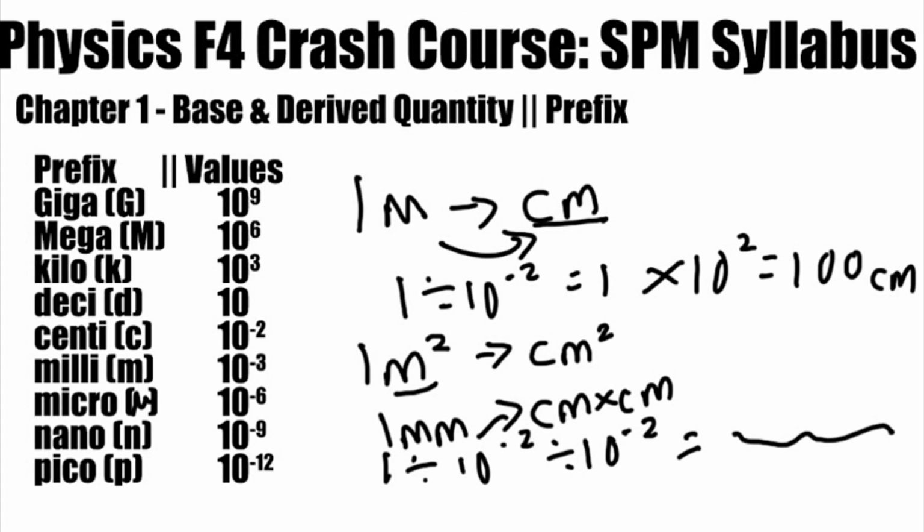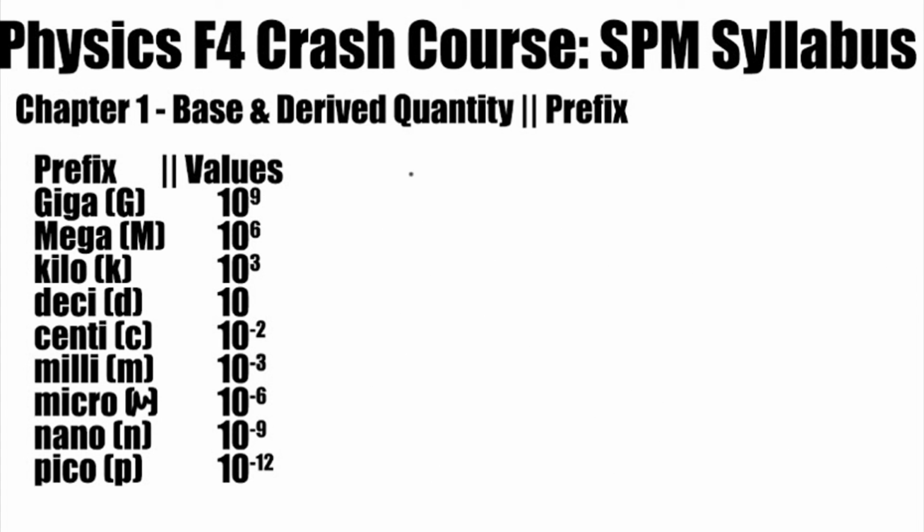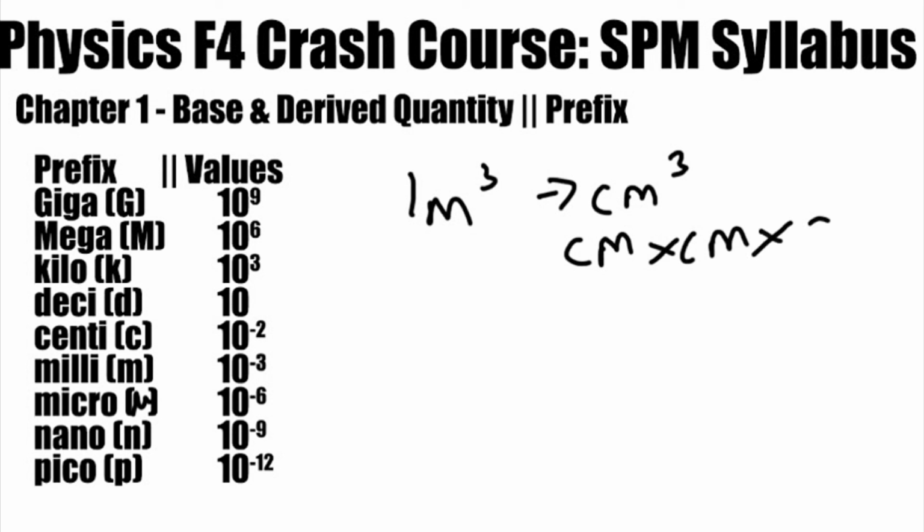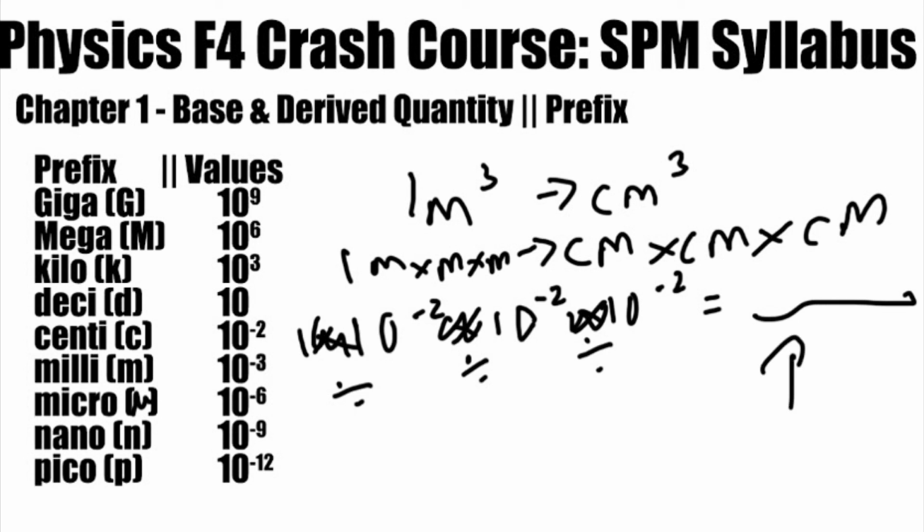Now, let's say they want to make your life more miserable, and they give 1 meter cube to cm cube. Well, same thing, it's not that miserable actually. Cm times cm times cm. It's like 1 meter times meter times meter, convert all these things. So yeah, and I finally get my answer by just using the calculator.